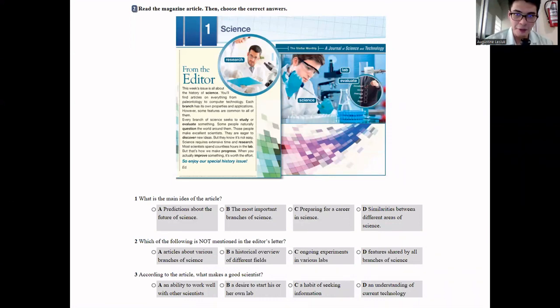For the next section, I would like you guys to read the passage again and answer the following multiple choice questions here. So you see, we have this question, what is the main idea of the article? Second question, which of the following is not mentioned in the editor's letter? And lastly, according to the article, what makes a good scientist? All right. So I want you guys to pause the video, answer these multiple choice questions. And when you're done, resume the video and we will go through the answers together.